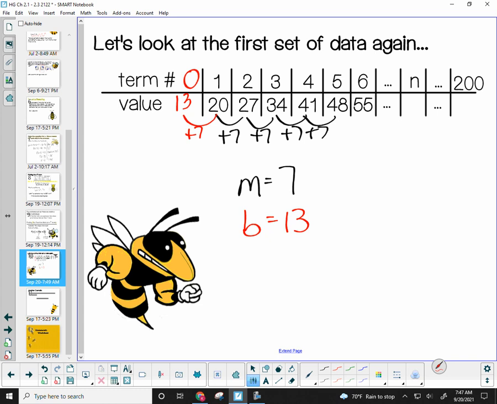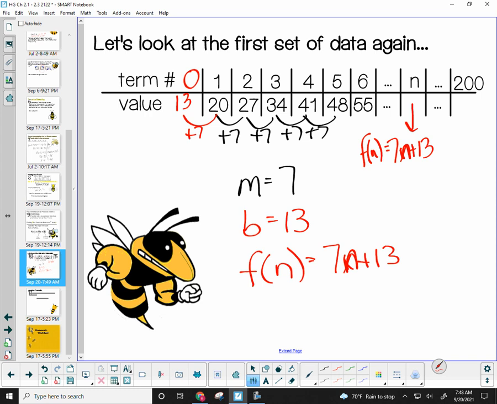So now I can write a function rule. So the function of n, so f of n, or you could use x, it doesn't really matter. A lot of times in geometry, we use n when we're talking about this stuff because we call it the nth term. So f of n equals 7n plus 13. We're just putting it in slope-intercept form. So my nth term, what's called the nth term, is really just my function rule.